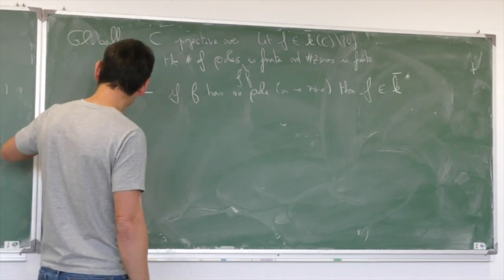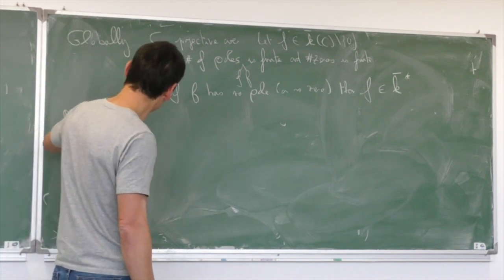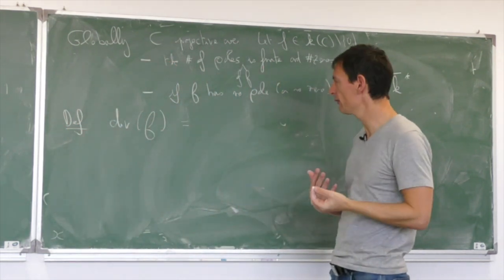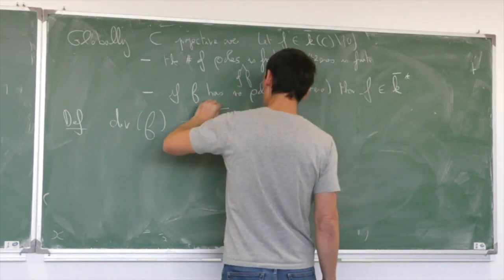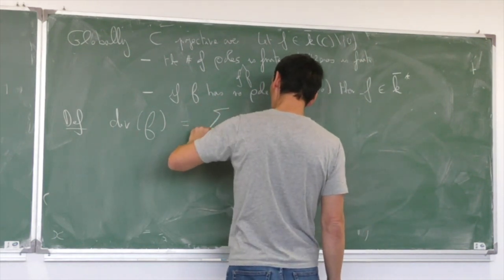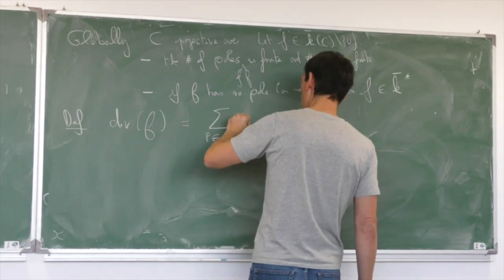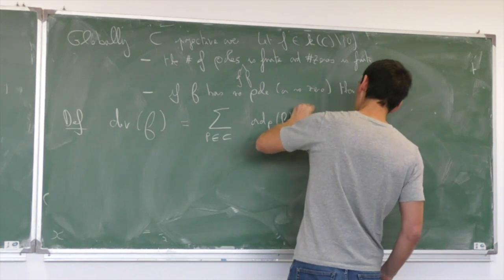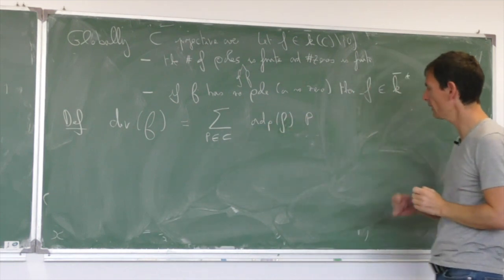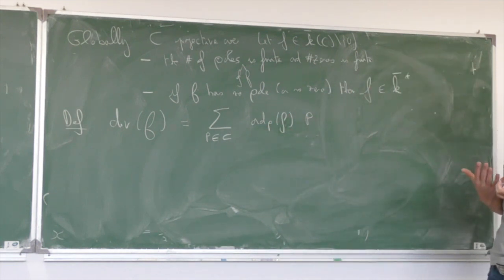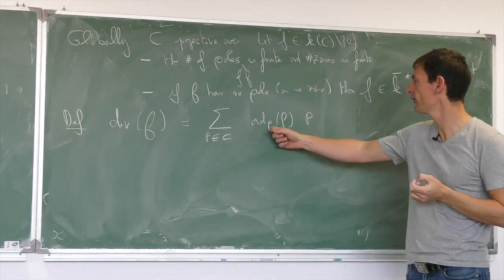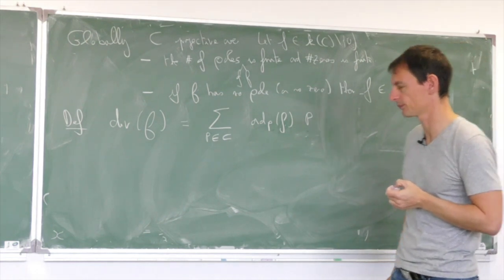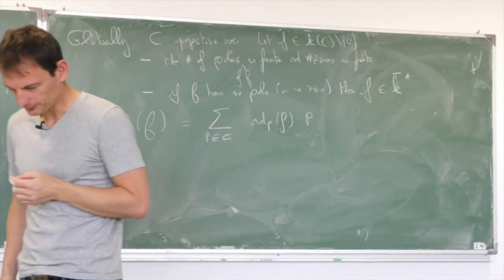And so thanks to this, now that we have a finite number of things, we can define what we call the divisor of a function. It's just a way to put all this information together. It's a formal sum over all the points of the curve, where you put the order at P of f times the point. And this formal sum is really finite, because the order is not going to be 0 only for a finite number of points on the curve. So this is a divisor.